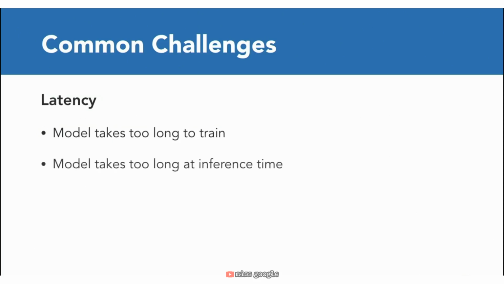And then lastly, the model might take too long at inference time. Inference time means when the model is deployed and needs to make real-time decisions. So with our fraud detection example, if the model takes even 500 milliseconds to spit out a response every time it's fed a transaction, it's going to get way behind really quickly when it has thousands of transactions coming through per second.